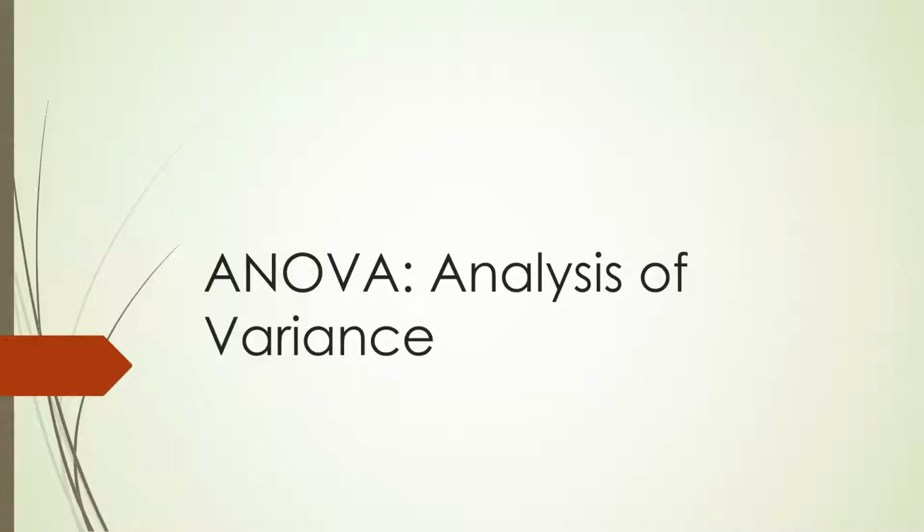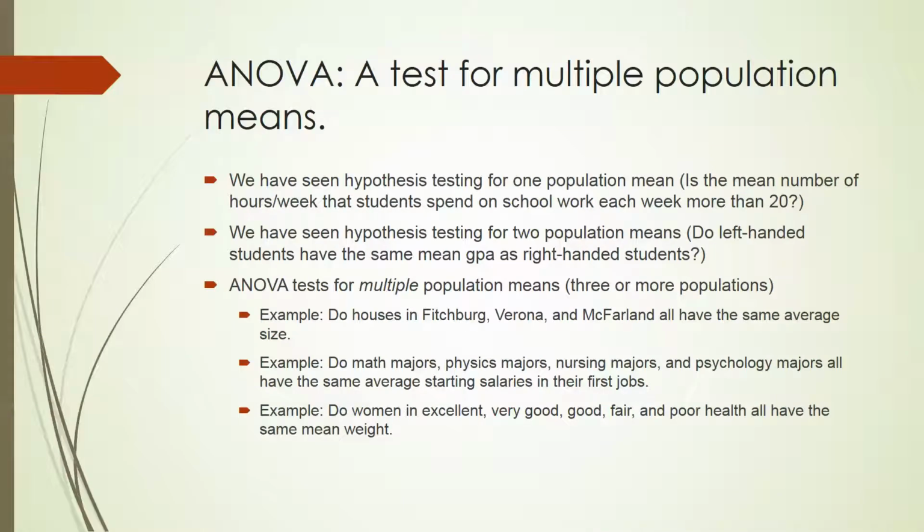In this screencast, we're going to talk about analysis of variance, a new kind of hypothesis test. Analysis of variance, or ANOVA, is a test for multiple population means. So we've seen hypothesis testing for just one population mean, or to compare two population means. But ANOVA is a test for multiple population means.